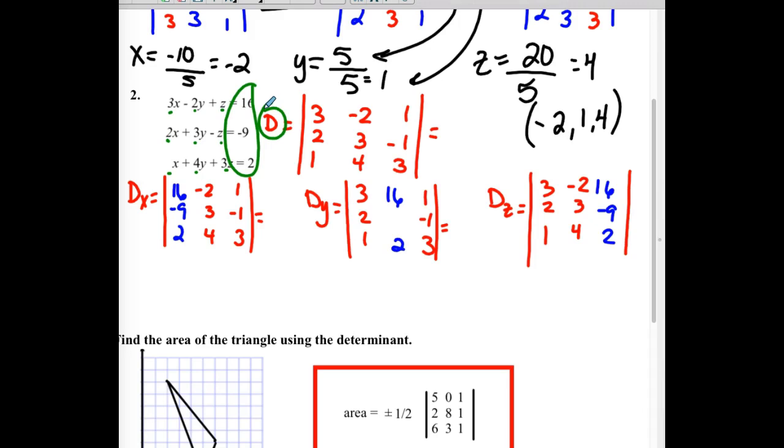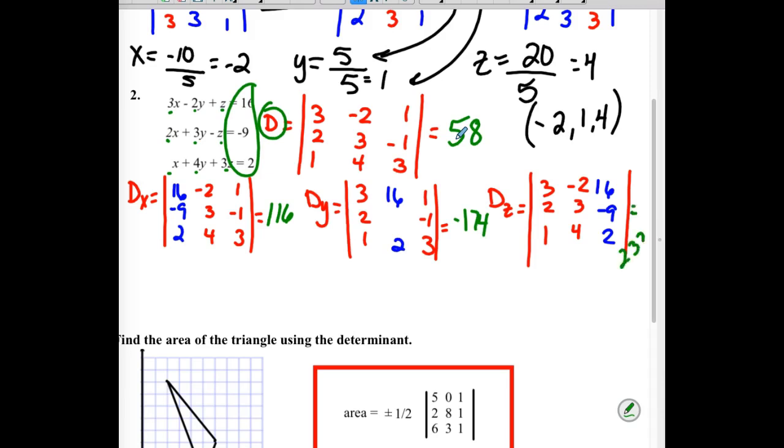You guys over here, find D, right? The determinant of the coefficient matrix. You guys, D of X, okay? D of Y, D of Z. All right, so what was the determinant of the coefficient matrix? 58. Okay, for the X one, what did you guys get? 116. Y was, okay, and the Z?